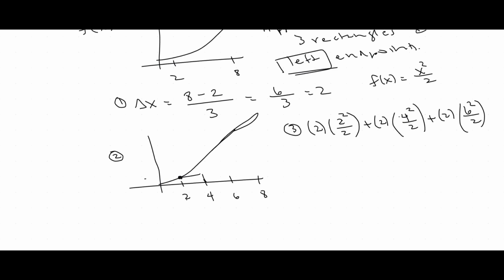So I can go ahead and pull out that 2 because it's being multiplied at all. And then I just have 2 squared over 2 plus 4 squared over 2 plus 6 squared over 2, and that will give the approximate area with left endpoints.